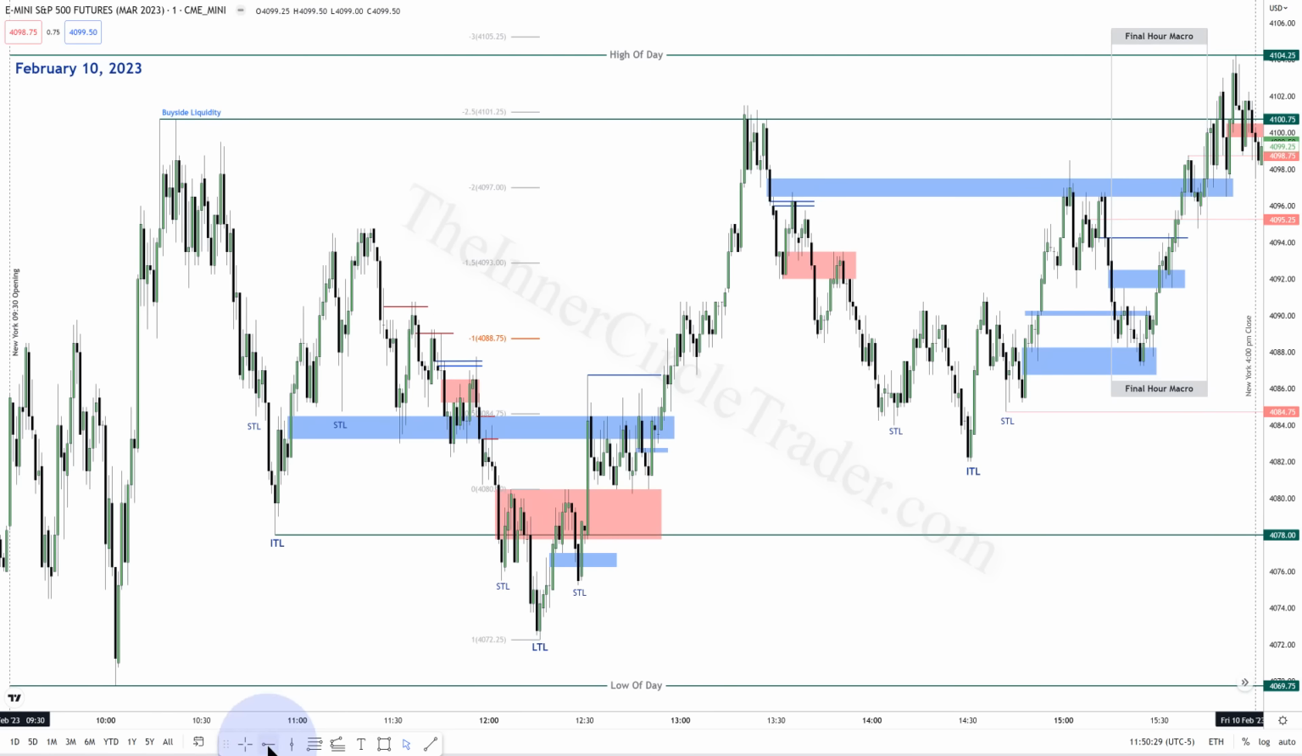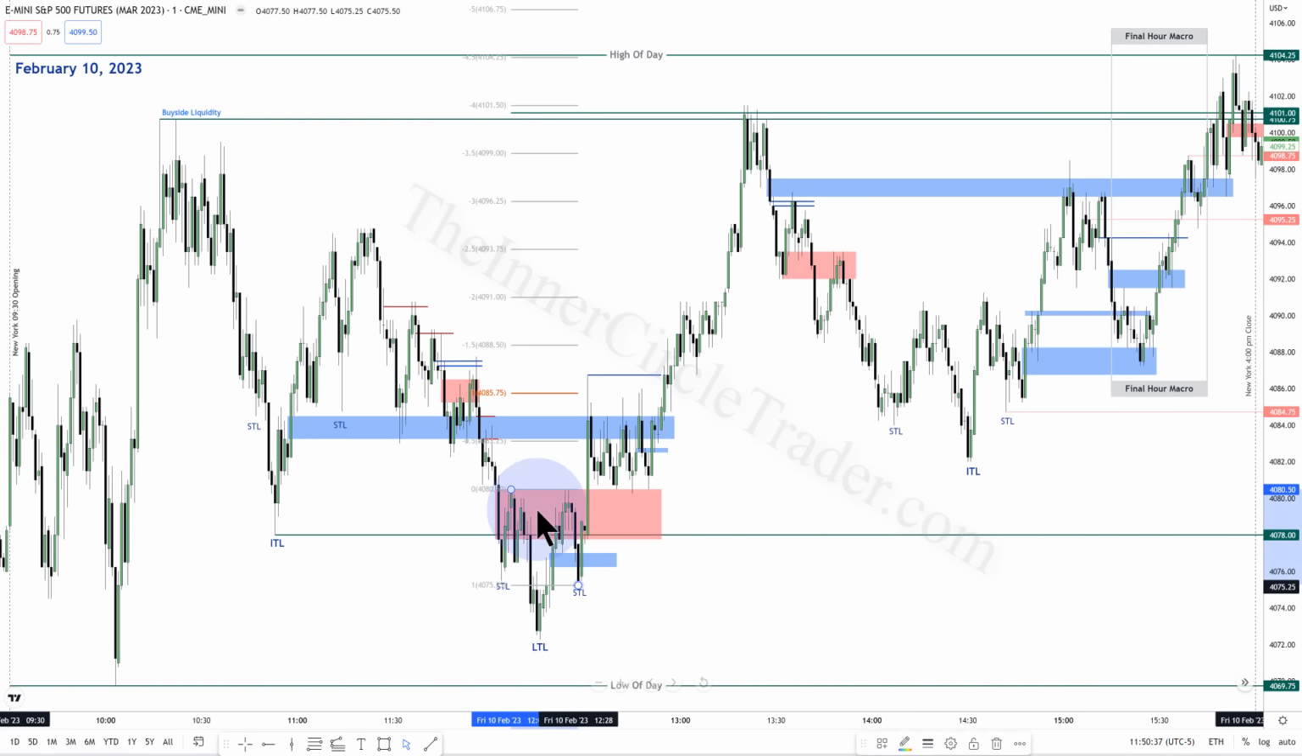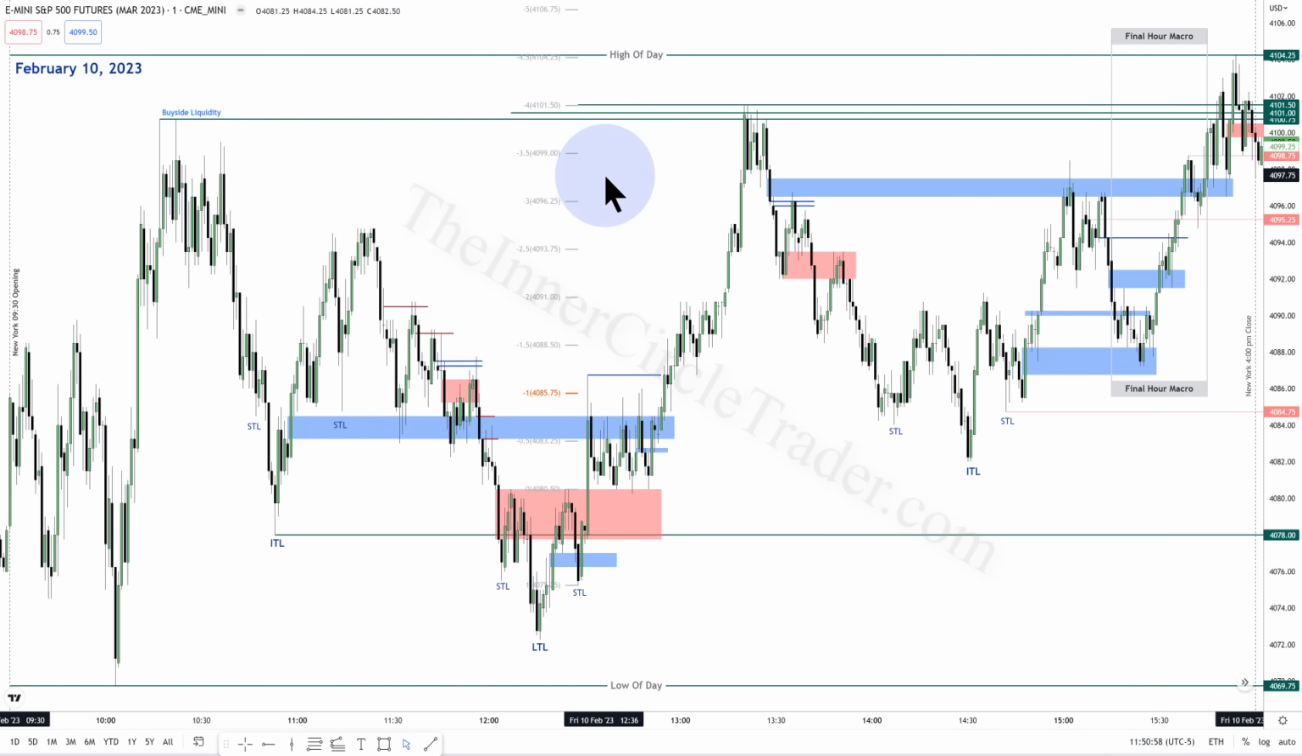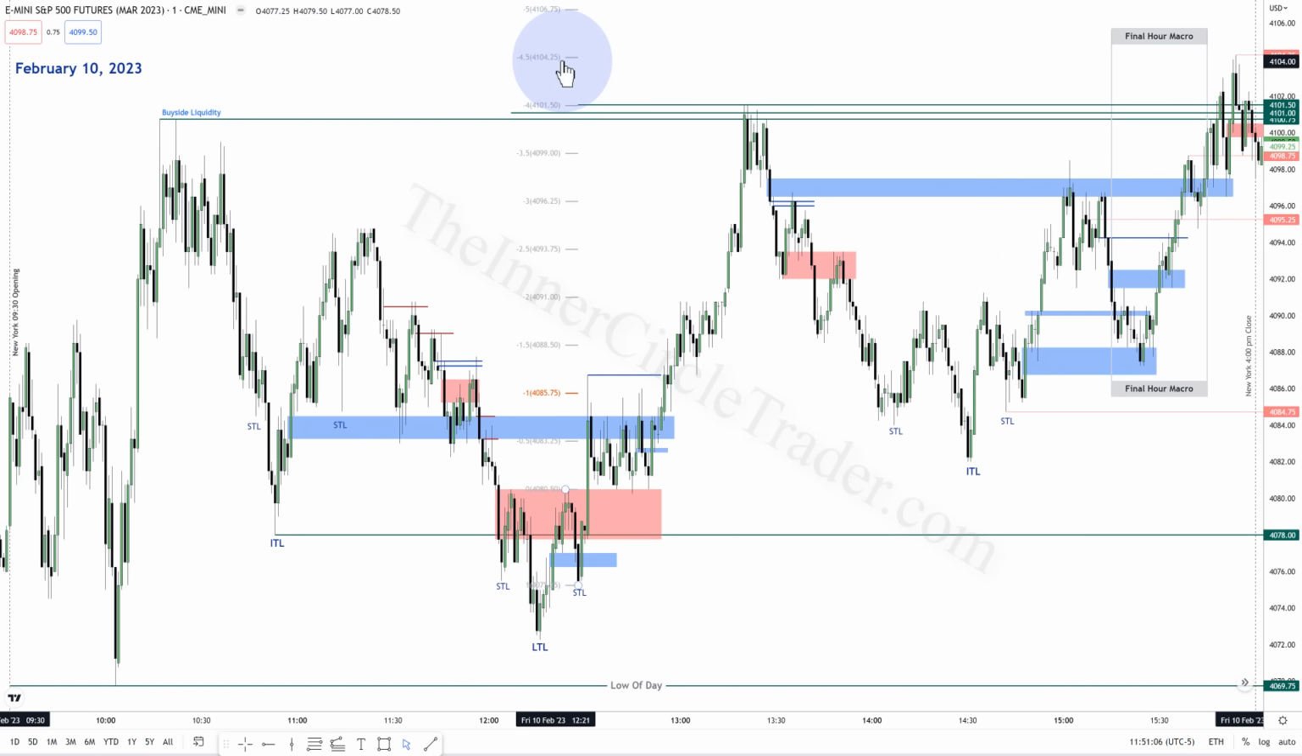4101.25. Putting the fib on this low, the first one past is 4101.5. That's the reason why I called 4101.5. That's this high here. The next one up is 4104.25. Let me take this off. 4104.25.